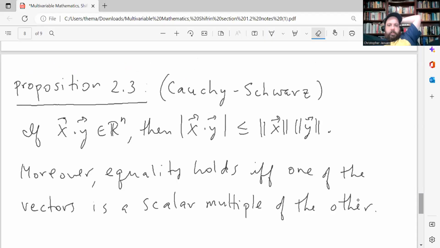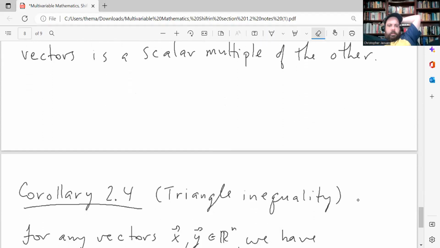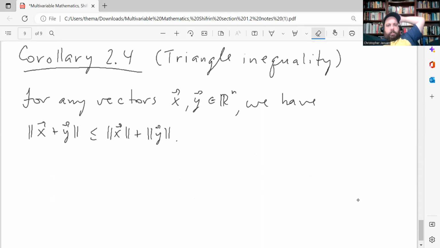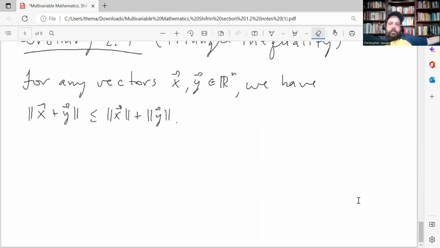Let me go back to the notes. I think there's one more thing to prove, which is the triangle inequality. Again, you should recognize this from Spivak. So the triangle inequality we can prove just from the theorems that we already have. So let me just finish up with that.